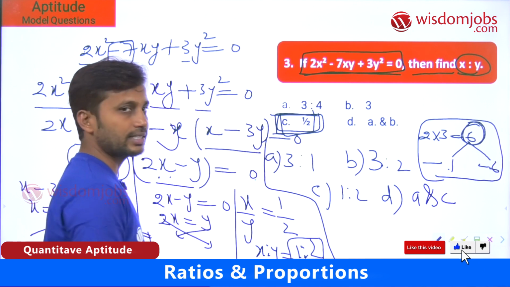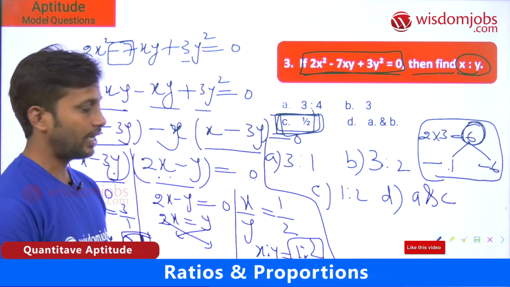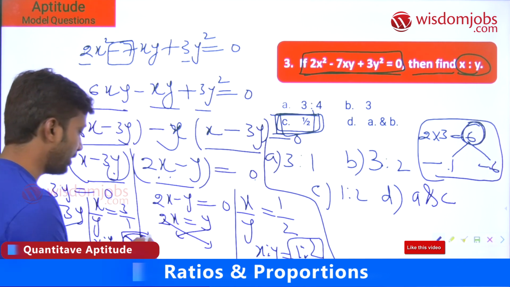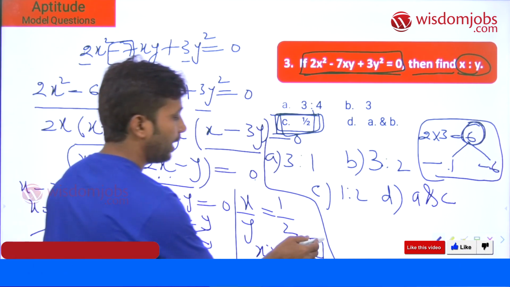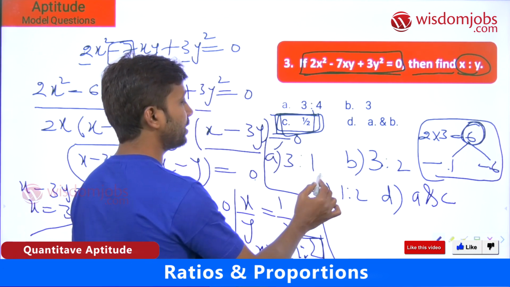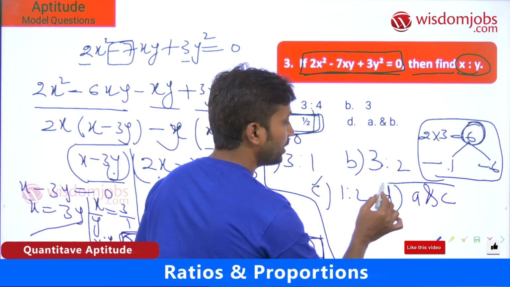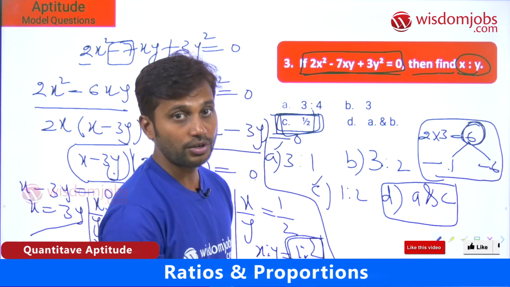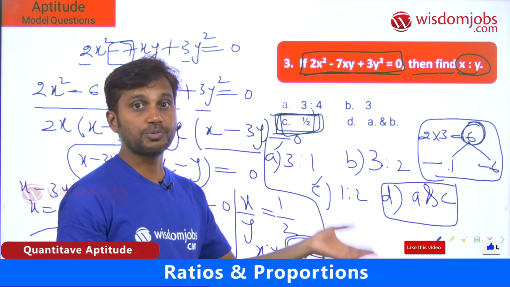Then which of the options is correct, guys? According to these options, which option is correct? Here 3:1 is one of the possibilities and 1:2 is also one of the possibilities. So both answers are there. So we need to choose the option D, representing A and C both. Understood or not? Like this, options might also be given.